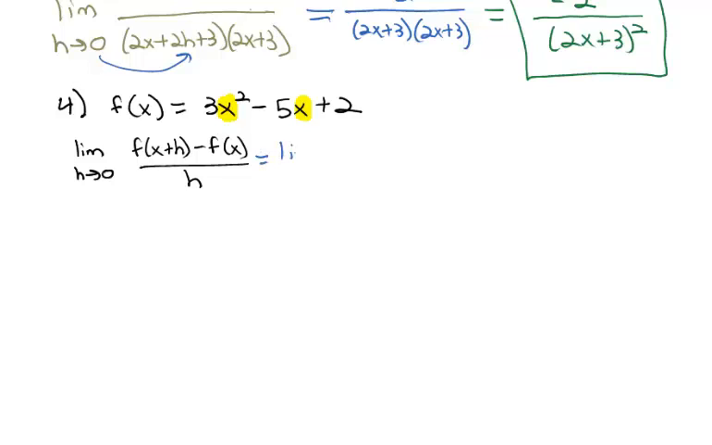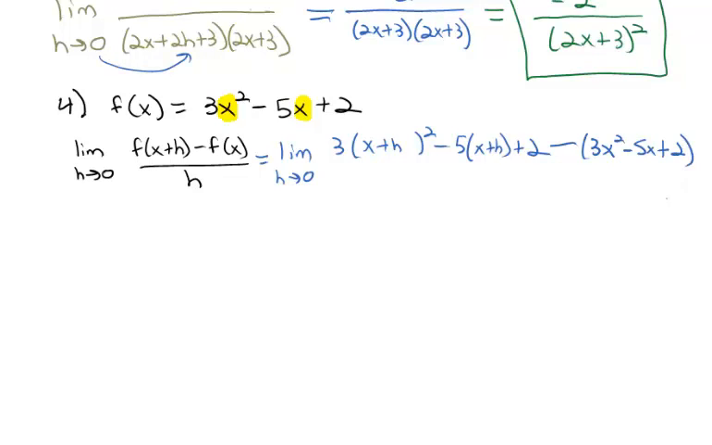So when we do the limit as h goes to 0, we're going to have 3 times the stuff, which is x plus h squared, minus 5 times the stuff, which is x plus h, plus 2. Then we subtract the entire function. So in parentheses, 3x squared minus 5x plus 2. All of that is over h. And now we start simplifying.